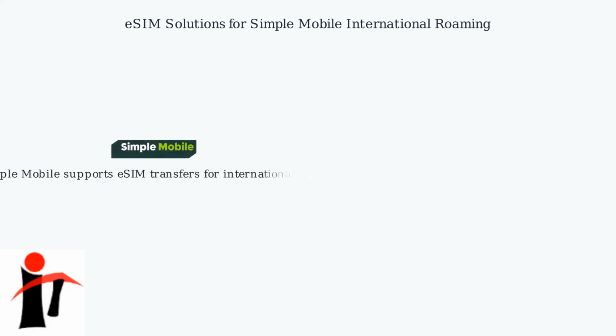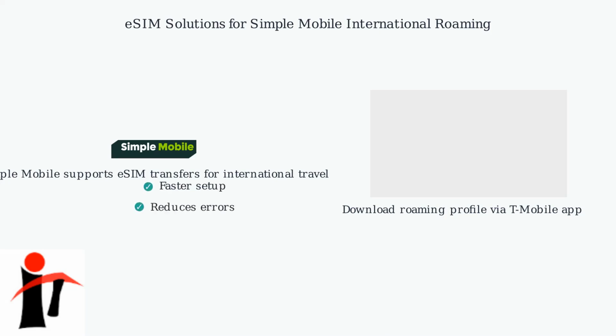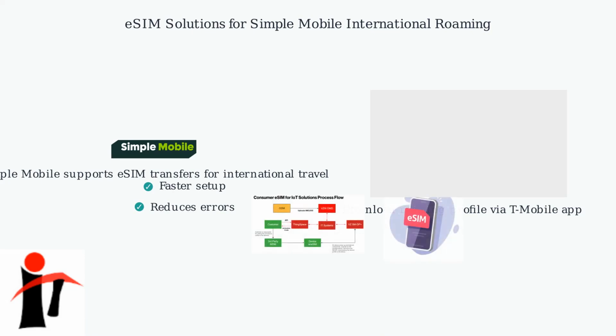If you're still having trouble with international roaming on Simple Mobile, especially with newer devices, consider using an eSIM solution. Simple Mobile, operated by T-Mobile, supports eSIM transfers for international travel, which can eliminate physical SIM card issues. Download a roaming profile via the T-Mobile app to get started. eSIMs offer several benefits, including faster setup and reduced errors compared to physical SIMs. The eSIM process involves downloading and activating a digital profile on your device.